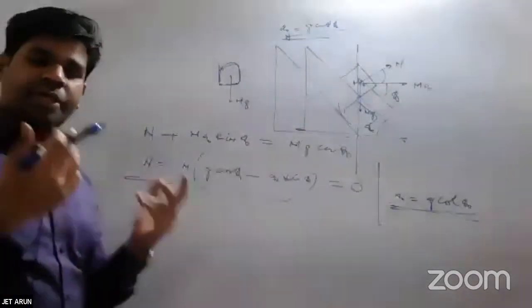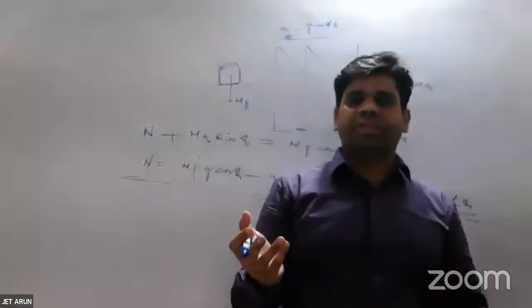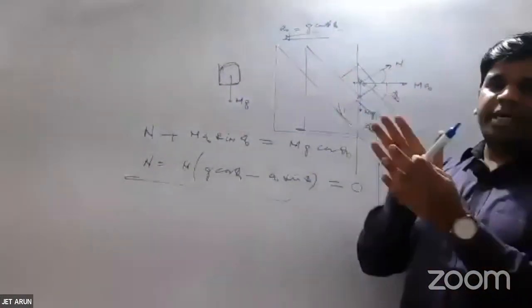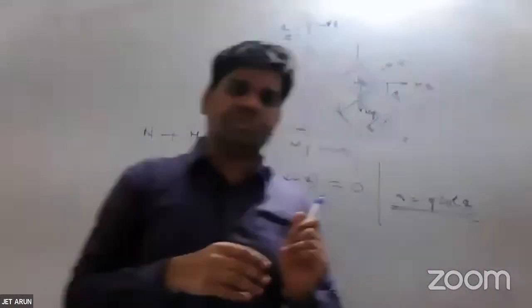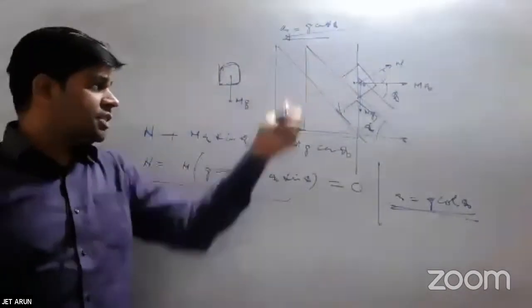So that means, sir, as if there is no contact at all. Normal reaction is 0, there is no contact at all. That means this is not affecting this at all. So there is no normal reaction. That means the only force acting with respect to ground is mg, which will result in g downwards. So it will come down with g.